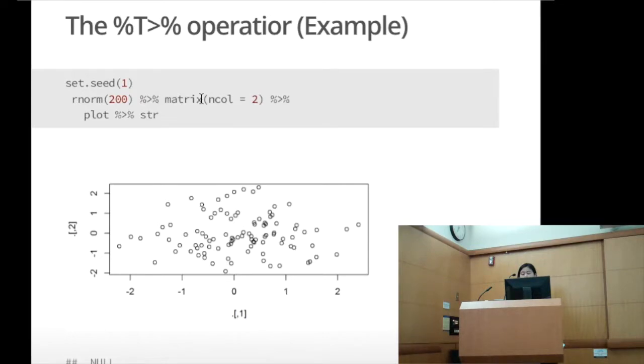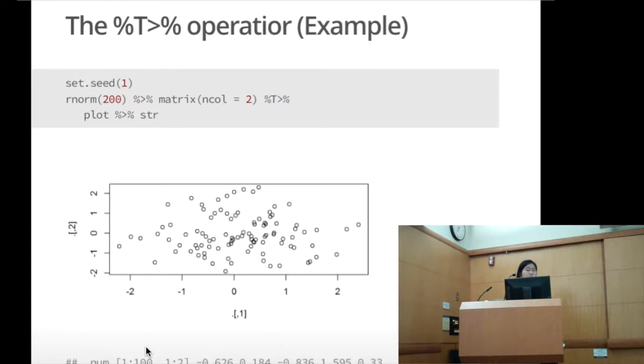I have 200 numbers and I made them a matrix. Then I want to plot it and I want to see the details of my matrix. By just using the forward operator, you can only see the plot, and nothing was given by the str function. But what if I change the operator into the T operator here? In that case, it passes the matrix into my plot. At the same time, it returns back to the matrix and passes the matrix to the str function. And you can see a little bit here, it gives the result of my str function.